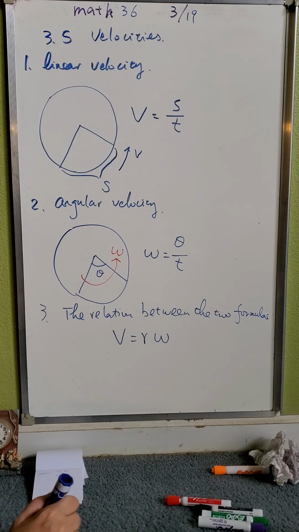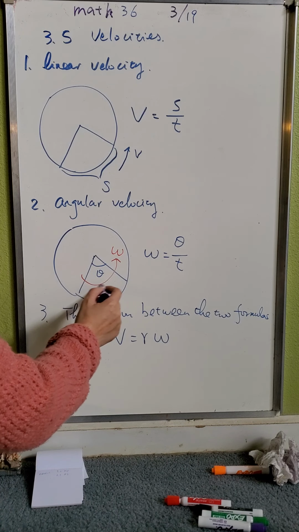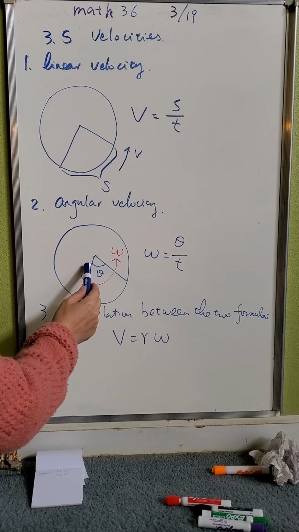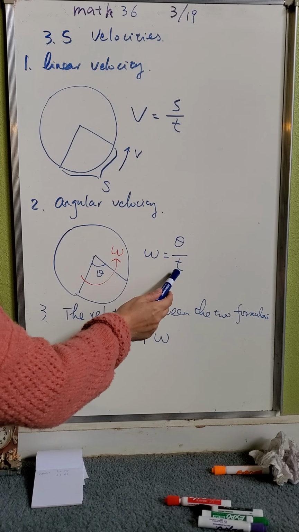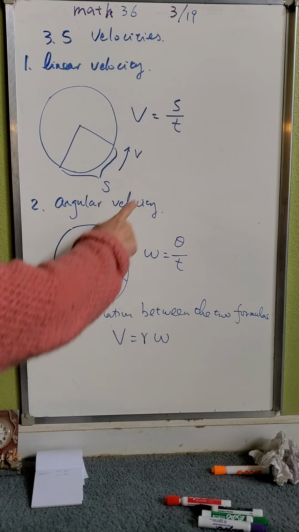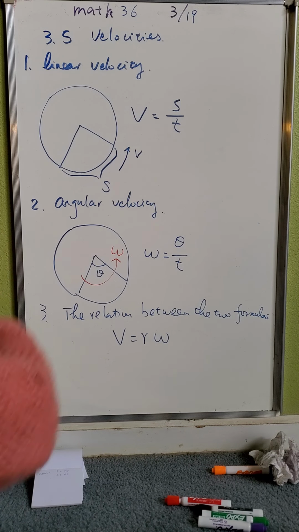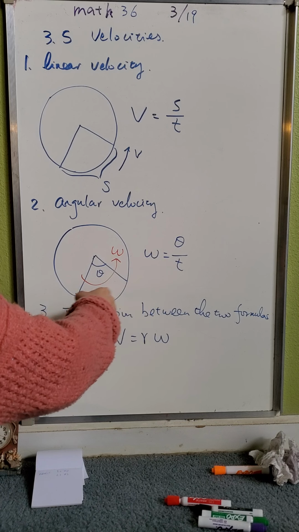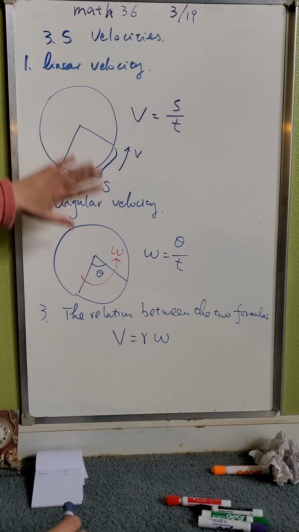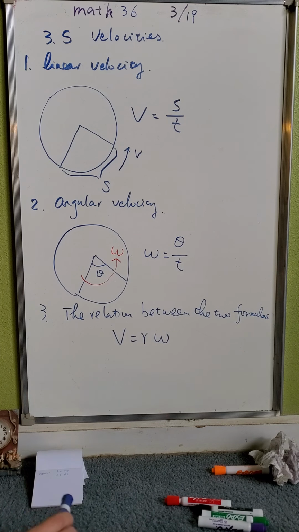Angular velocity is the speed of the angle changing with respect to time. These are how fast the angle changes. These are how fast the distance s changes. These are how fast the angle changes. So that's the angular velocity.